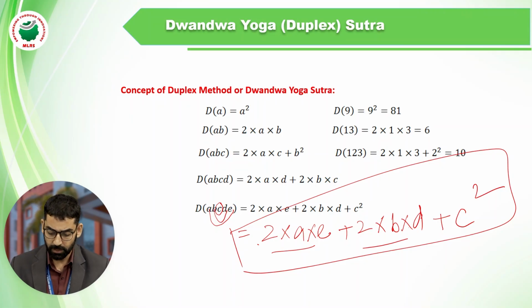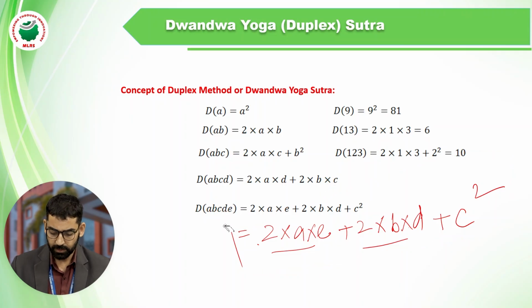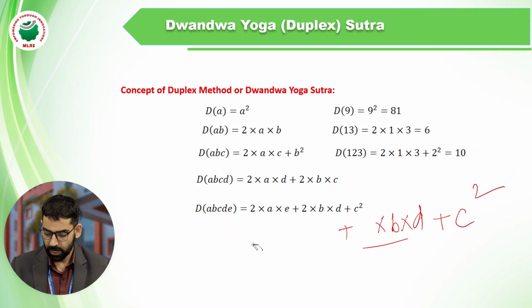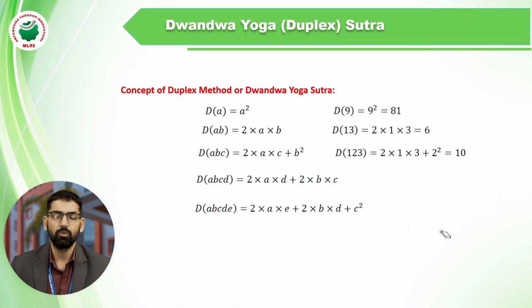Students should be well aware that these are the formulae for calculating the duplex of any number, whether it is a 2-digit number, 3-digit number, 4-digit number, and so on. These are the duplexes of given numbers, and we have given some examples as well. So this is the concept of duplex, how we can calculate the duplex of a given number.